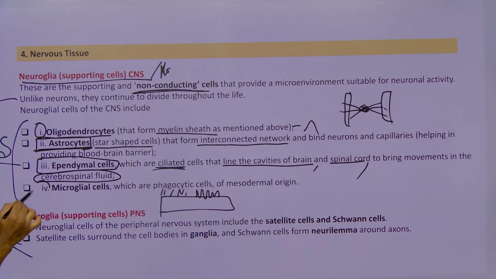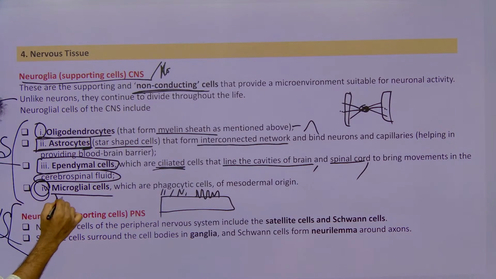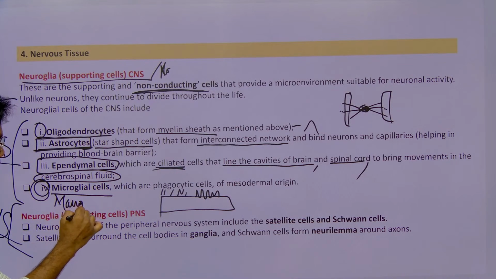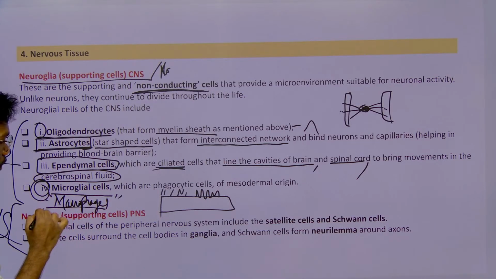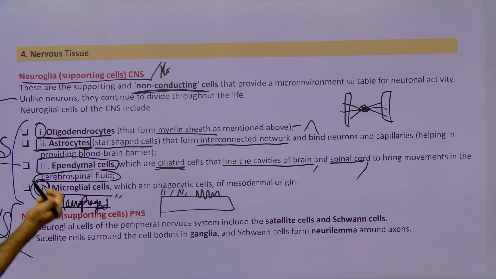And the final one is very important, microglial cells. These are also called macrophages. We already discussed that monocytes are transformed into macrophages whenever they enter into tissue. If the monocyte enters the brain and becomes a macrophage, that macrophage is called microglial cells.